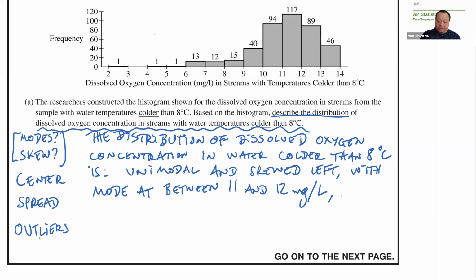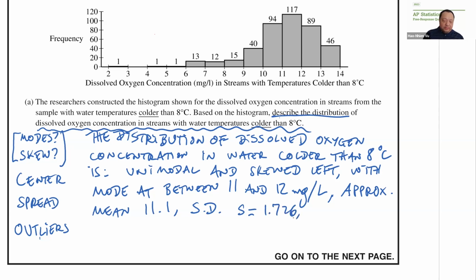And I'd write it down here, approximate mean, 11.1. Standard deviation S is equal to 1.726. That will take care of the center and the spread. I might as well put down the median.